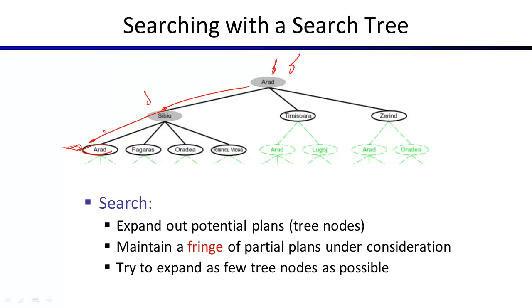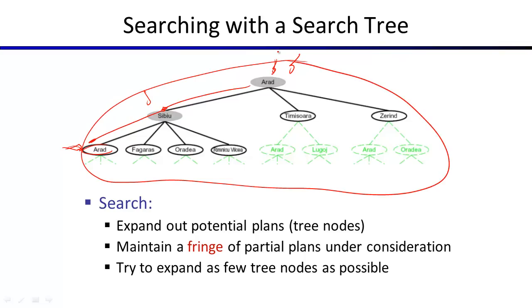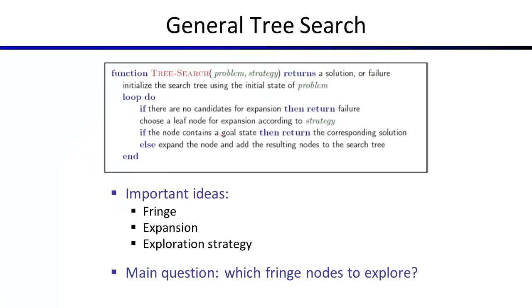The main thing that happens in tree search is that we build up this tree through calls to our successor function, and we keep track of what is called a fringe. In this case, this is right now our fringe. It's the leaf nodes of the tree we have, the part of the tree we have constructed so far. Those are the partial plans under consideration. We'll pick one of those nodes in our fringe, call the successor function, and grow our tree. That's tree search. Let's make this a little more formal.